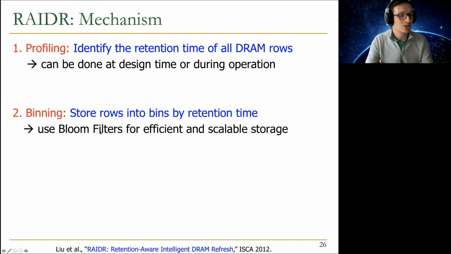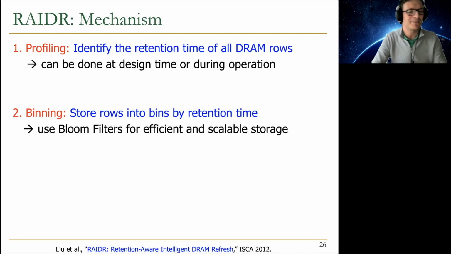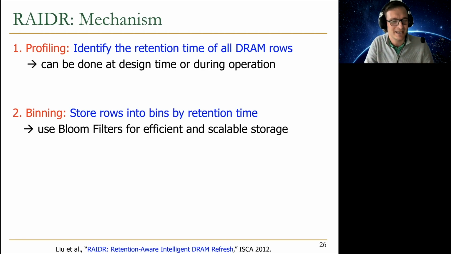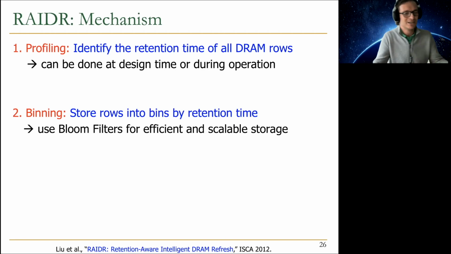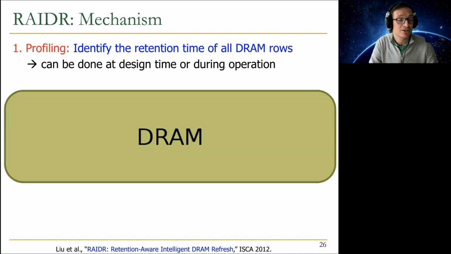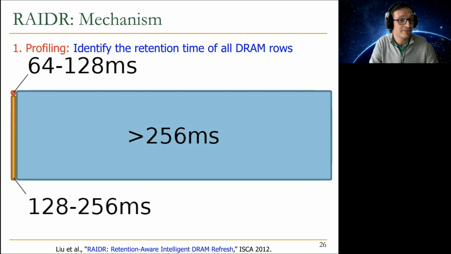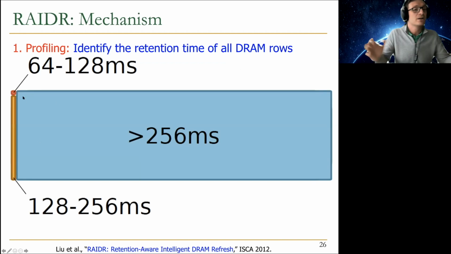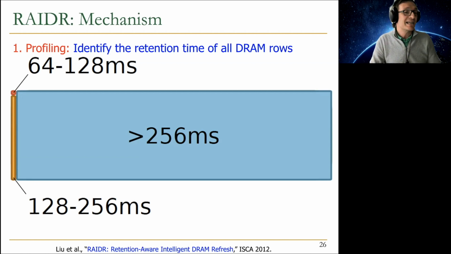And for that, we're going to use a data structure called Bloom filters, which I hopefully will get to describe to you at the end of this lecture if we have time. Otherwise, I will refer you to another lecture, but this is important, I think, so I'll try to get to that. So basically, we're going to look at DRAM. We're going to profile and find out this information that I've mentioned, and we're going to store this information in a compact way, such that we represent which rows are in which set.